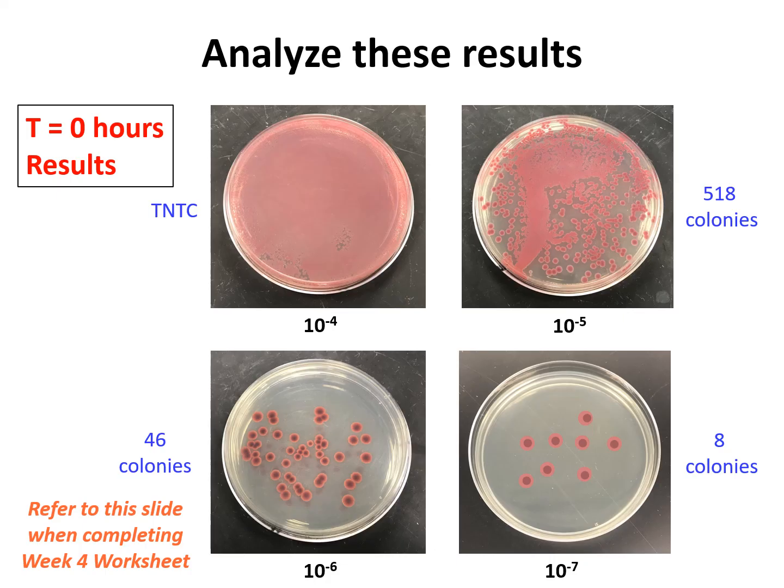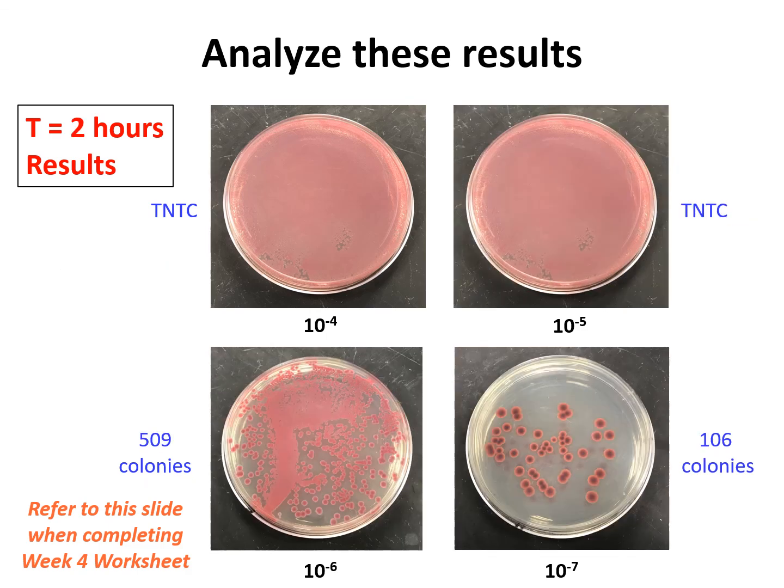So for your worksheet, you're given a set of 4 plates. This is time equals 0. You can see right here, this is the 10 to the 4, 5, 6, and 7. Right here, too numerous to count. Here you've got 518 colonies. You've got 8 colonies here, 46. So again, which plate do you want to concentrate on? Remember the golden rule? You want to figure out the plate showing anything 30 to 300 colonies. After you figure out that plate, you multiply it by its dilution factor to figure out the concentration.